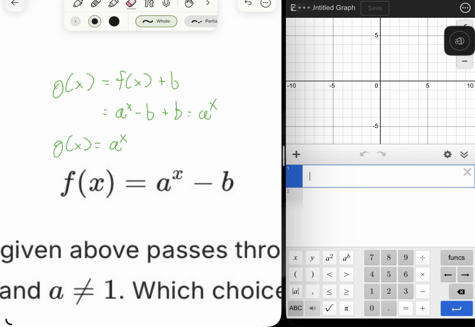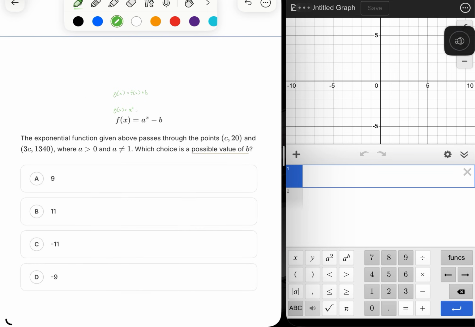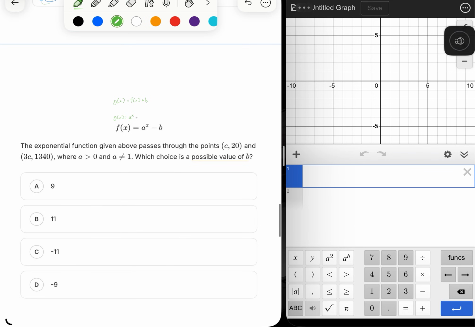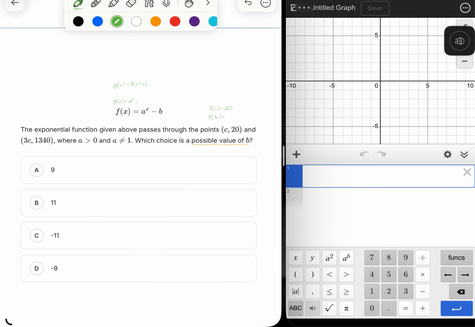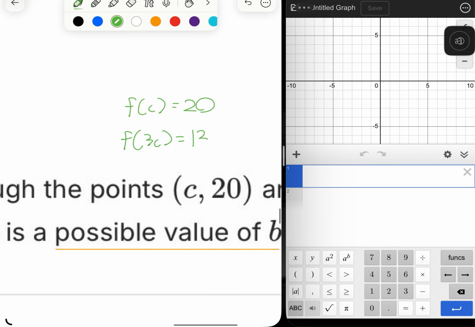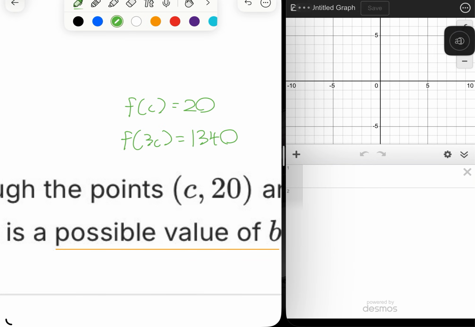But let's look at the actual points they give us. They tell us that the function f of x passes through the point (c, 20) and that other point. So let's write that in function notation. We have that x equals c gives you a value of 20, and x equals 3c gives you a value of 1340.